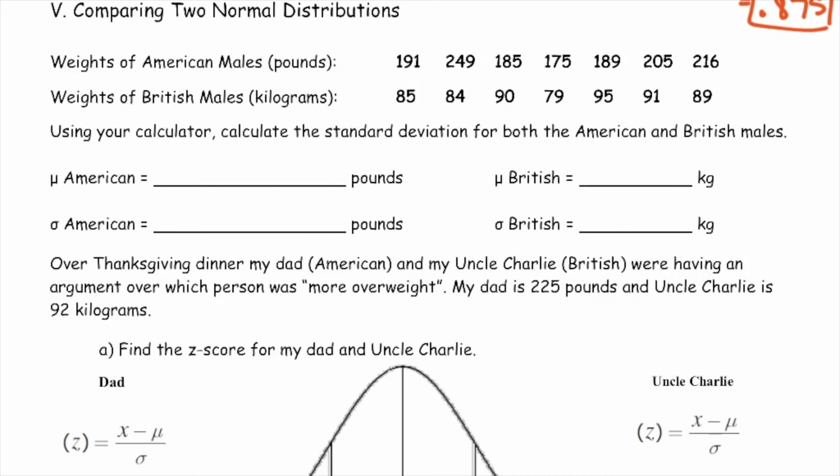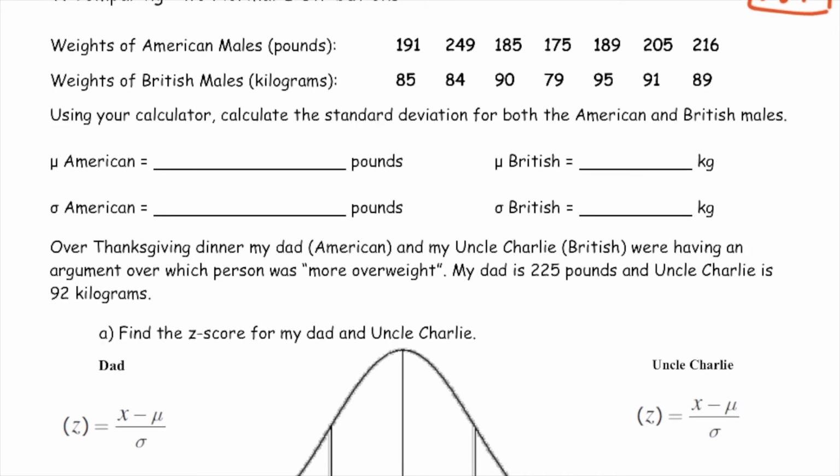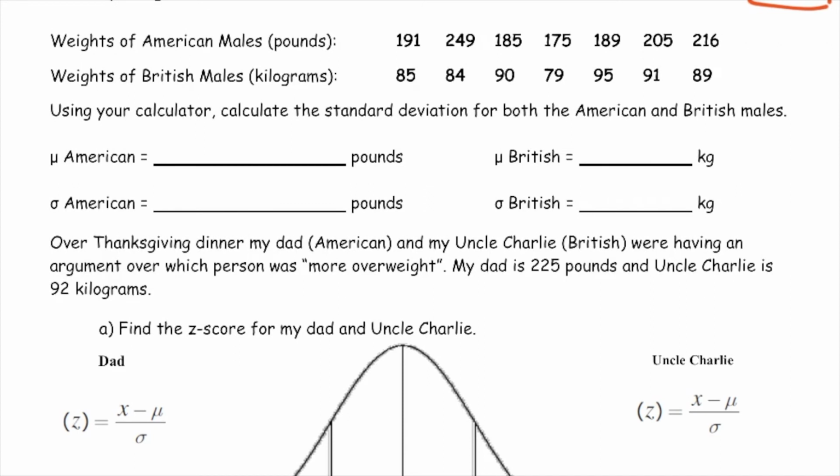All right, our next step, comparing 2 normal distributions. So now we're going to compare across different standards. We're going to compare British males and American males because we use 2 different systems of measurement. We use pounds in America, they use kilograms in England. So we've got 2 sets of data.